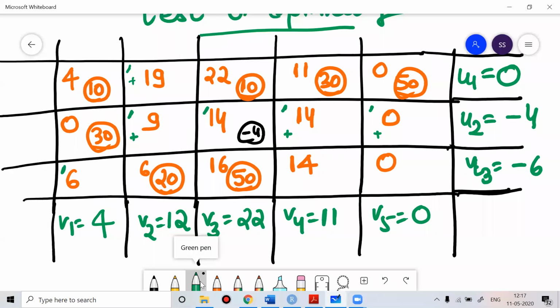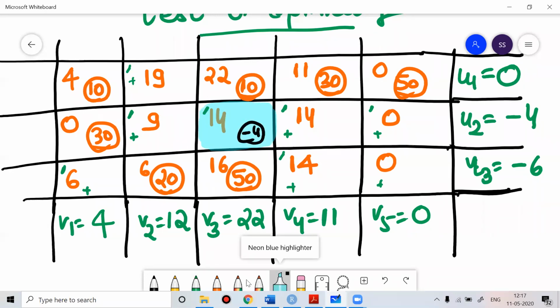Then 6 minus minus 2, you'll get a positive value. Now if I come to this cell, 11 minus 6 is 5, and 14 minus 5 is positive. Then if I come to this cell, this is also positive. So the only value which is negative, you can see, is just one. Otherwise, this would have been an optimal solution. So there is only one negative value.